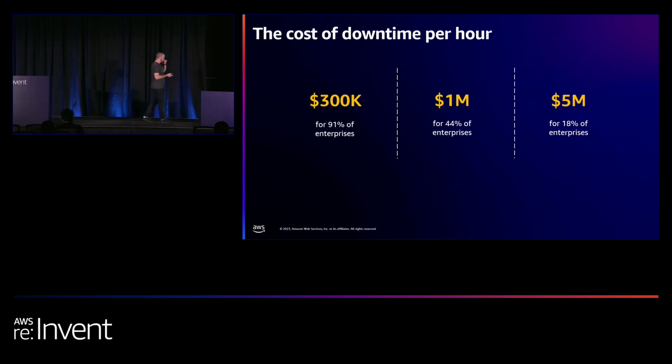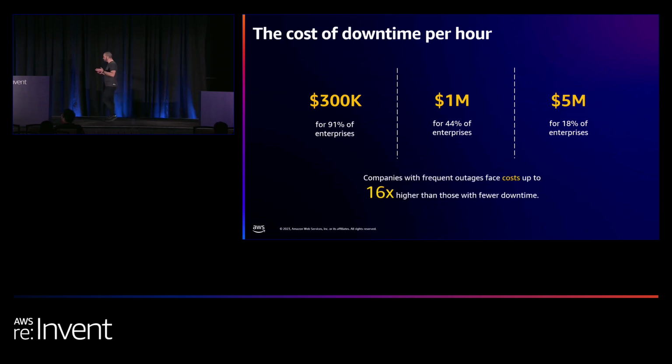It's a lot more expensive than you'd think, but when you are down, there are a lot of implications, and we'll talk a little bit about that. Another very interesting number is that if you experience downtime regularly, your costs are likely to be about 16 times higher than a company that does not have as much downtime. All right. So it's pretty scary, and it's really easy to understand why downtime is something that companies worry about. And there are a lot of implications of downtime.